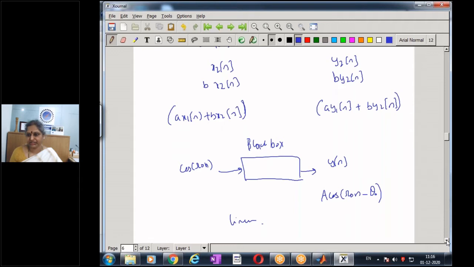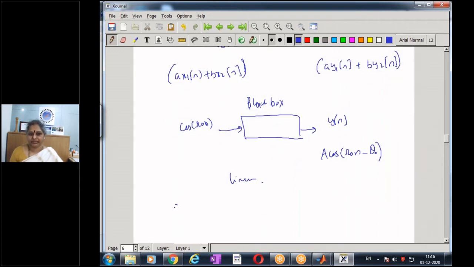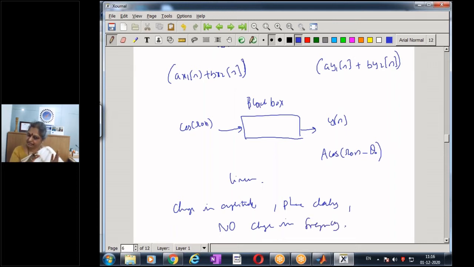There can be a change in amplitude of the output, there can be a phase delay, but definitely no change in frequency, and if this condition is satisfied, then I can immediately conclude that my system is linear.